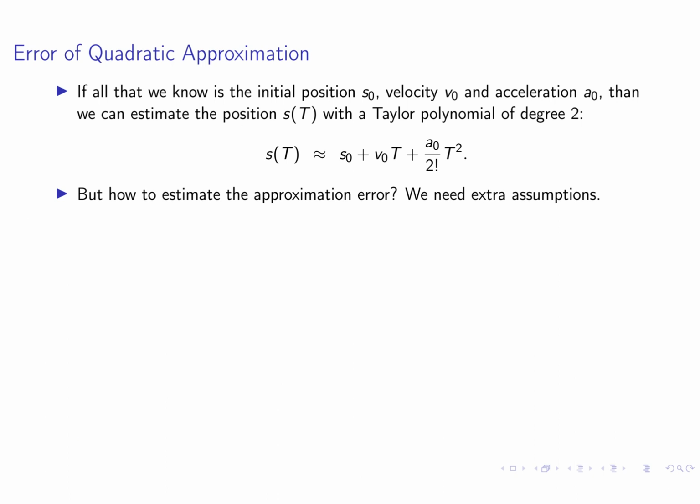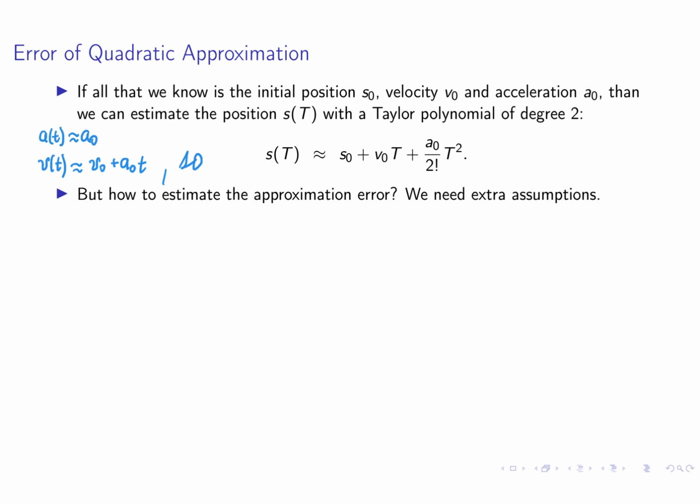Here's another example. Suppose we are given the initial position, the initial velocity, and the initial acceleration, and nothing else. Then how would we estimate the position after some time t? We can use the same method as in the previous example. The acceleration is approximately equal to the initial acceleration value a0. The integral of this, the velocity, would be approximately the initial velocity plus the initial acceleration times time. And if you take the integral of this, you will get the position. So you will get a quadratic expression: the initial position plus the initial velocity times time plus, when you take the integral of t, you get t squared over 2, so you get the initial acceleration over 2 times t squared.